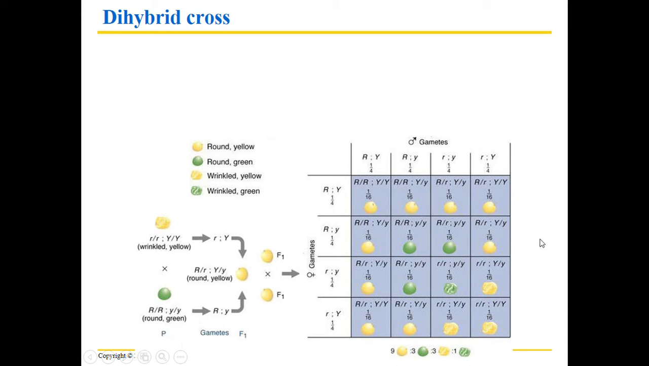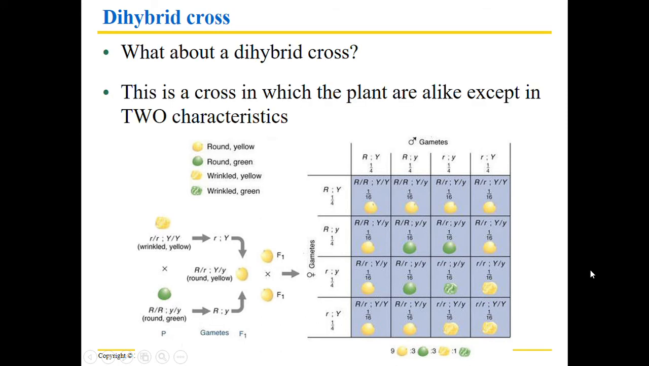Alright, now we're going to get a little bit more complicated, but it's not that bad, I promise. A dihybrid cross is different from monohybrid. Di means 2, so here we cross 2 traits. They have 2 characteristics that the parents are true breeding for.